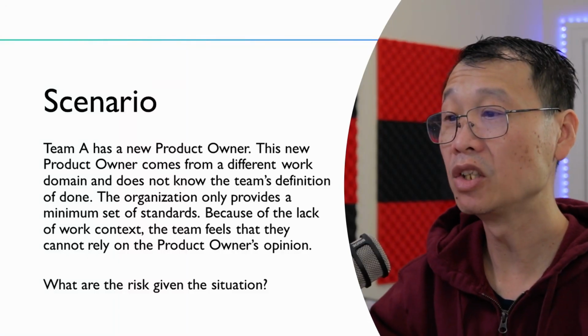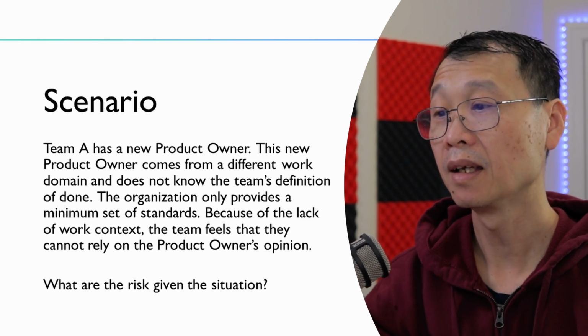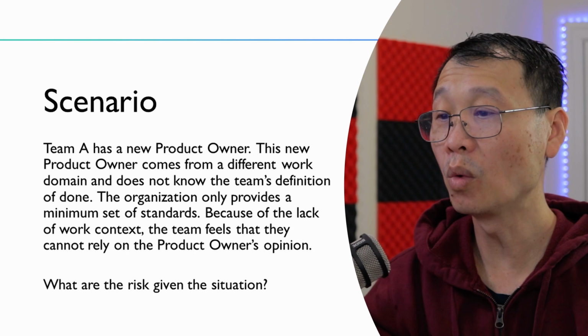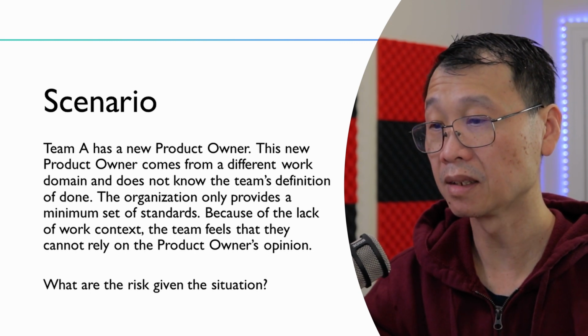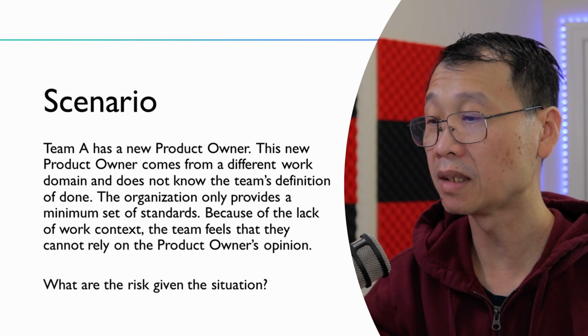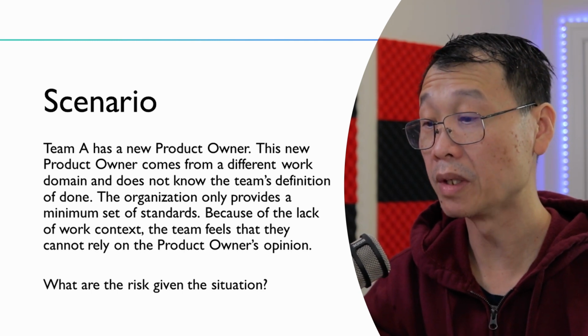Team A has a new product owner. This new product owner comes from a different work domain and does not know the team's definition of done. The organization only provides a minimum set of standards. Because of the lack of work context, the team feels that they cannot rely on the product owner's opinion. What are the risks given the situation?